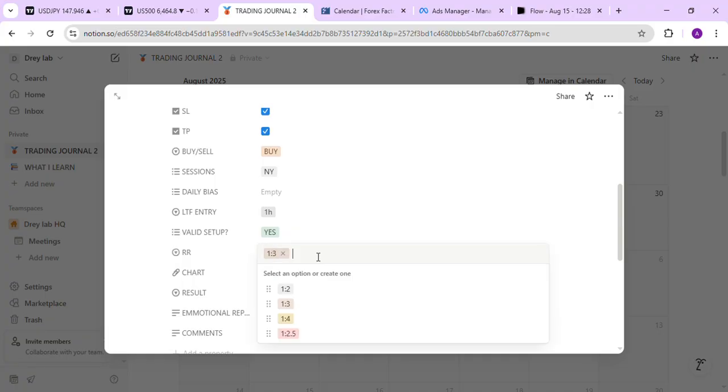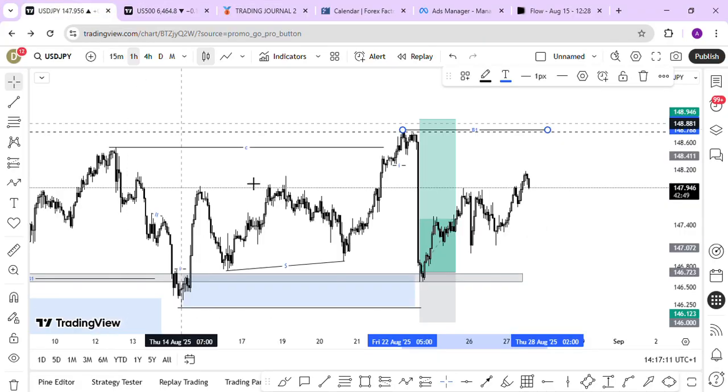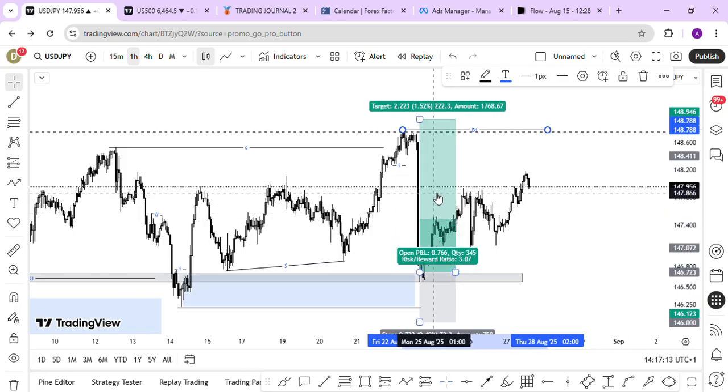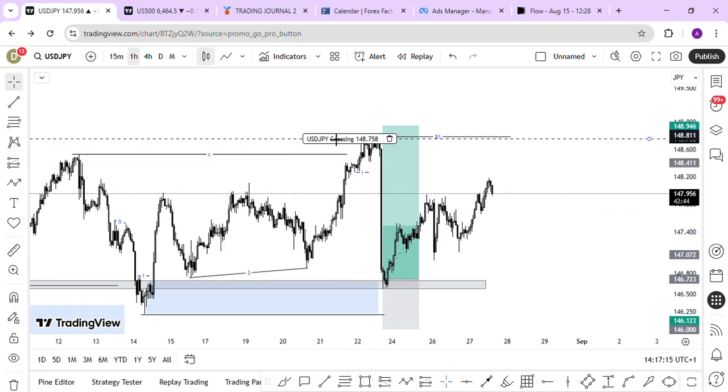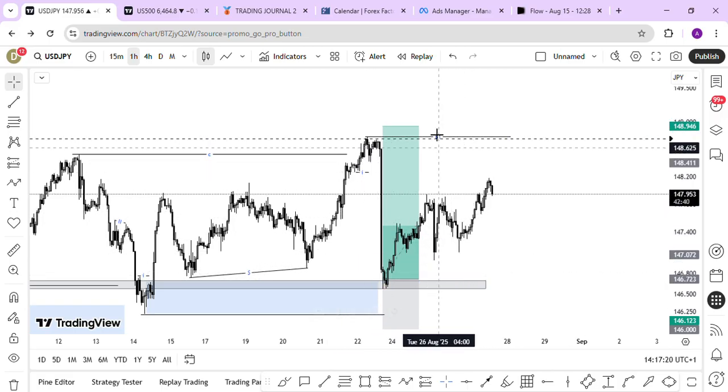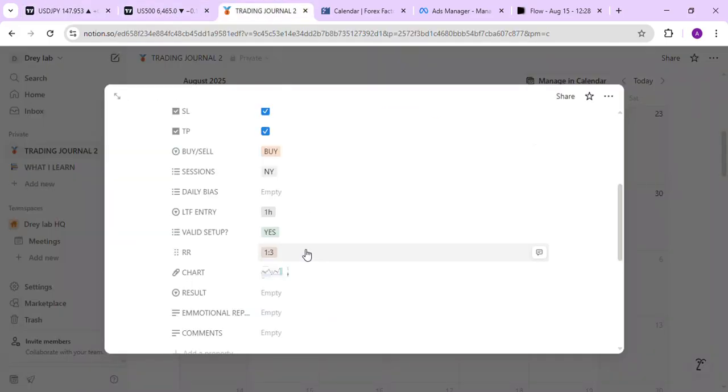So what RR am I looking for? 1 to 3. That's all. And if you look at this, I'm only going for 1 to 3. Why am I going for 1 to 3? Because I have liquidity resting here, and I know that for this trend to continue, the market must clear this upside liquidity. So now let's go back there.